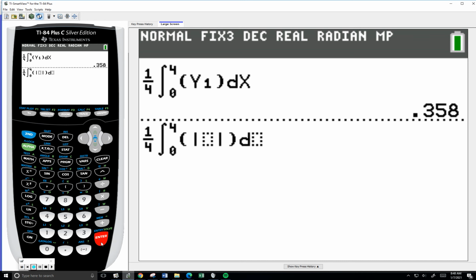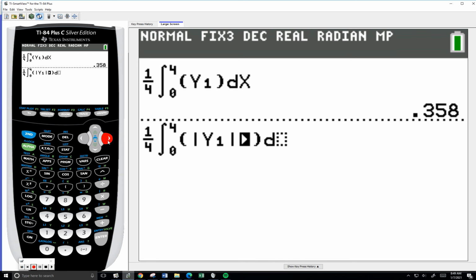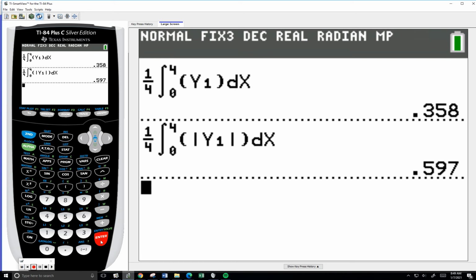So second and then 0. You see there's a little more catalog above the 0. And then the first one is absolute value. Just wave, if you need me to show it again. Now I want to take the absolute value of the velocity, so that's just alpha trace to dx. Press enter, collect my points. The average speed is 0.597.